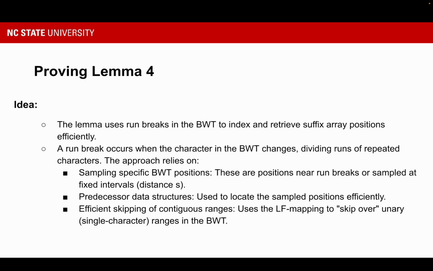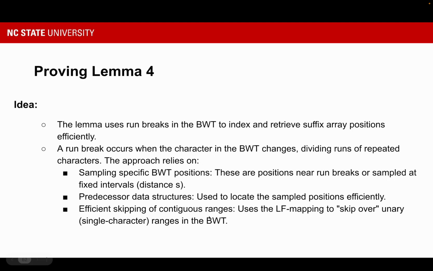So more about run breaks. A run break occurs when the character in the BWT changes. This change divides the runs of repeated characters. So we sample specific BWT positions. We've discussed sampling previously. Sampling in this scenario is done at fixed intervals. Like I mentioned, if you want SA of q minus s and SA of q plus s, s is the specific fixed interval that we set.